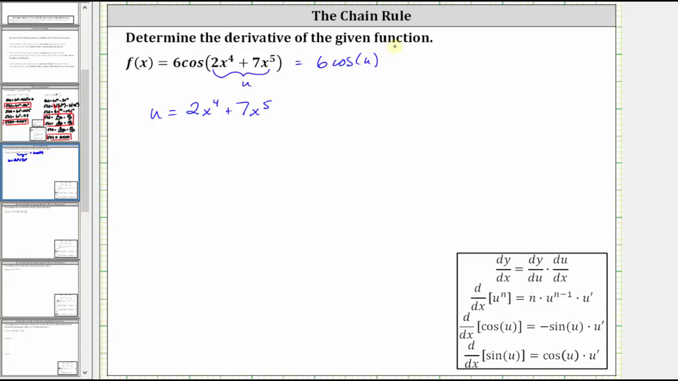We will also need the derivative of the inner function, so let's find u prime or du dx now, where u prime is a derivative of 2x to the fourth plus 7x to the fifth. The derivative of 2x to the fourth is equal to 8x to the third. And then we have plus the derivative of 7x to the fifth is equal to 35x to the fourth.